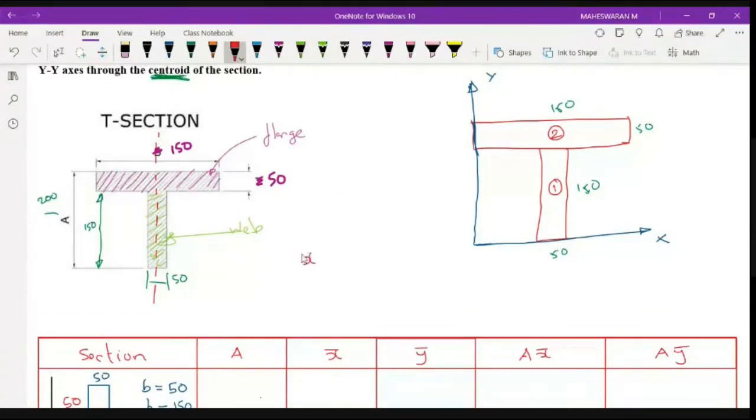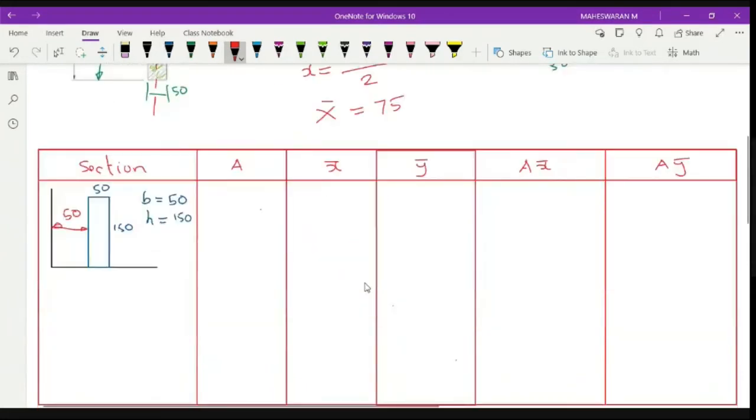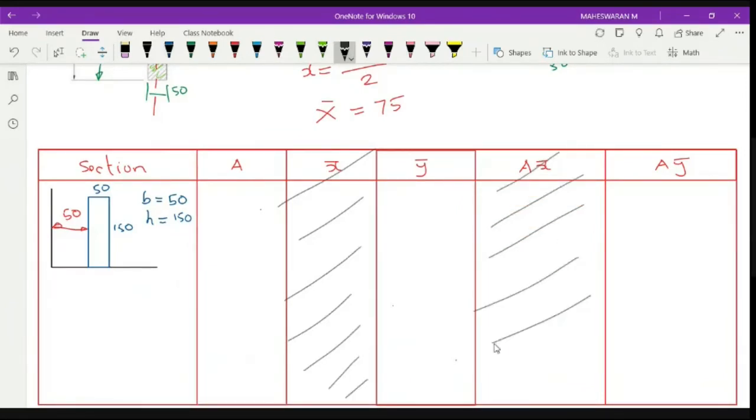my x bar will be total distance. Total distance is 150. So 150 by 2. So my capital X bar will be 75. I can directly identify. Okay. In that case, I can eliminate these columns. So I don't want to use this one, and I don't want to use this one, right? Because I directly identified what is my capital X bar, right? Which will reduce my work.